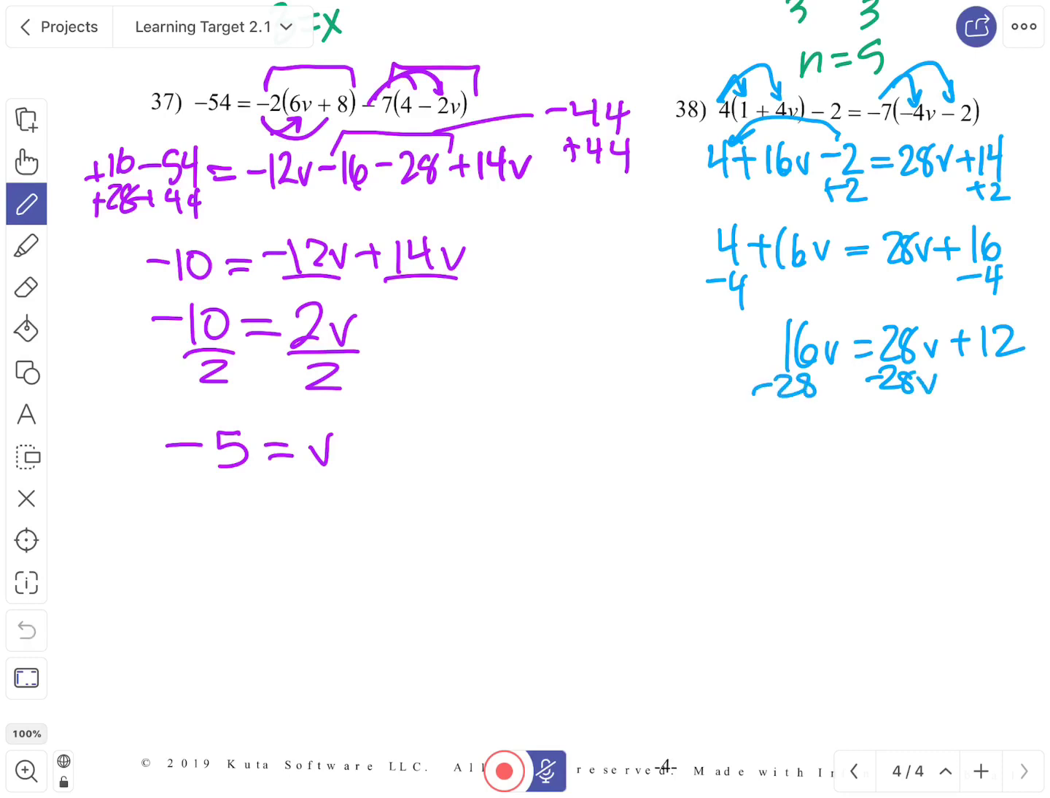Subtract a 28v, and we get what? A negative 12v equals positive 12 divided by negative 12, and v is going to give us a negative 1. Okay, so there we go with our solving equations. So we go from simple to complex. We're using the same steps over and over. Hopefully seeing a lot of this helped you guys, that you will be good to go here.